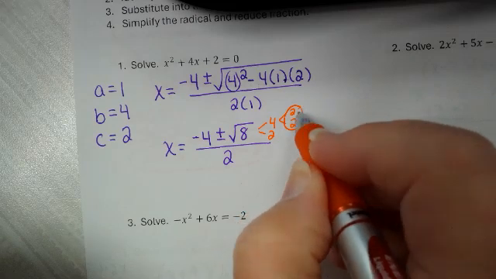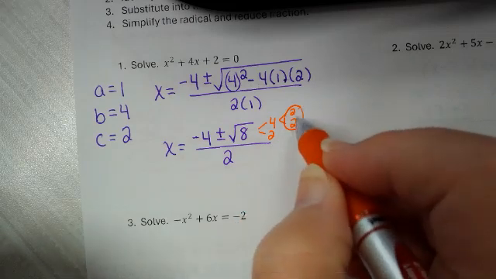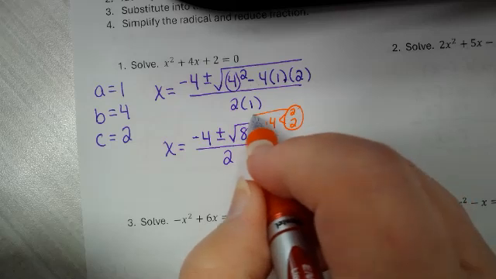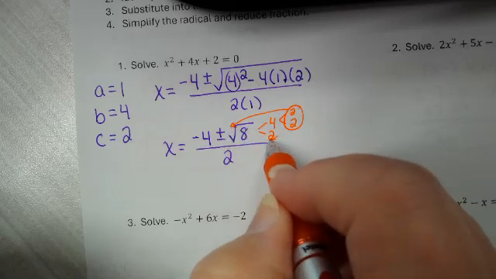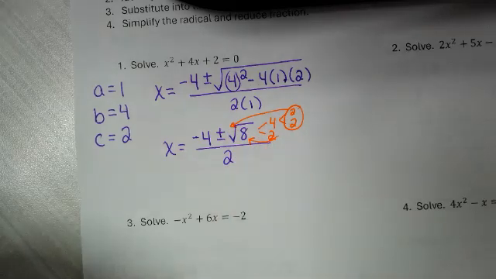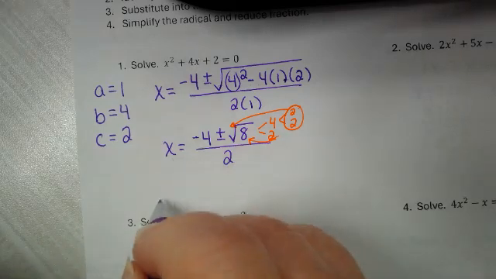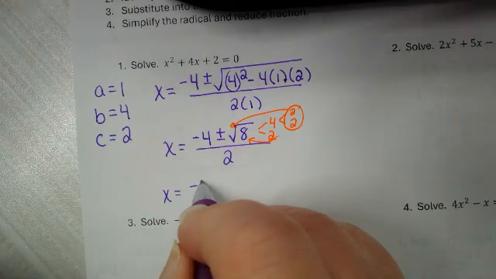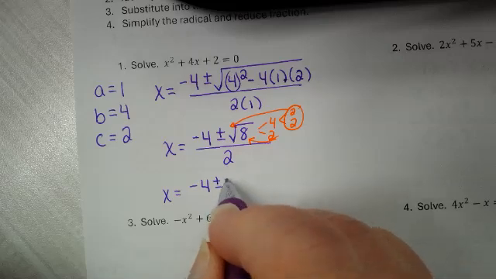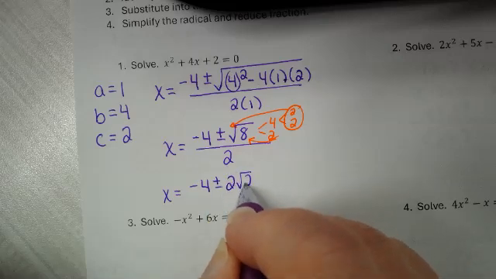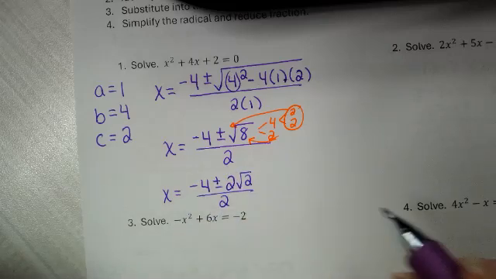So 2, I always go with buddies. 2 has a buddy, so it's going to go outside. This 2 doesn't have a buddy, so it's going to stay inside. So I'm going to end up with x equals -4 plus or minus 2 root 2 over 2.